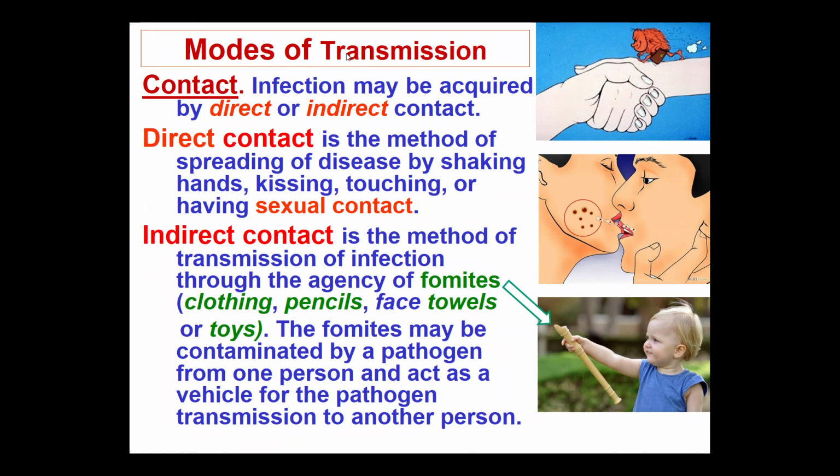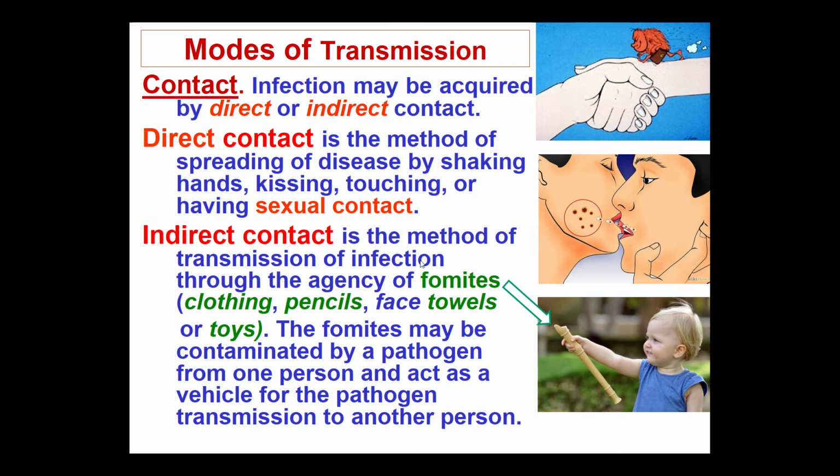Modes of transmission. Modes of transmission of infection may be different. Contact, first of all, that may be direct and indirect. Infection may be acquired by direct or indirect contact. Direct contact is the method of spreading of the disease by shaking hands, kissing, touching, or having sexual contact. Some infections are named kissing diseases. Some of the herpes viruses are named kissing diseases. Sexual contact is also an example of direct contact.